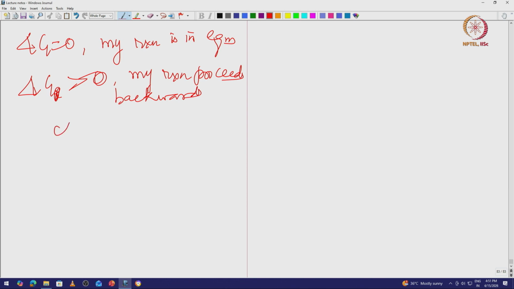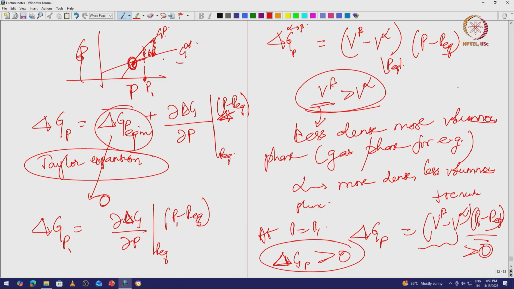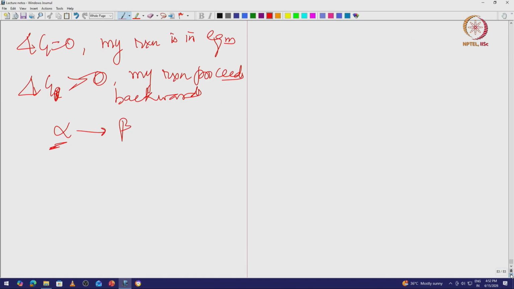In the sense that if I already have the alpha phase, nothing is going to happen at this pressure. At high pressure, that is what this says. So at high pressure the alpha phase is stable. If I already have alpha, alpha does not go to beta. That is not spontaneous.